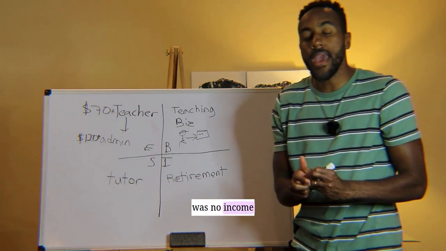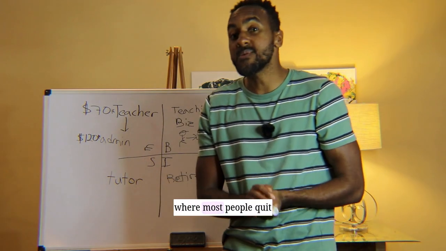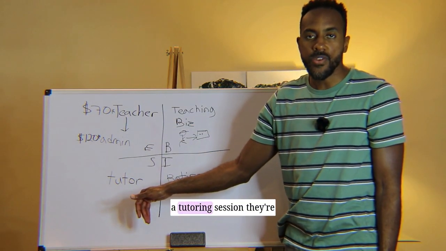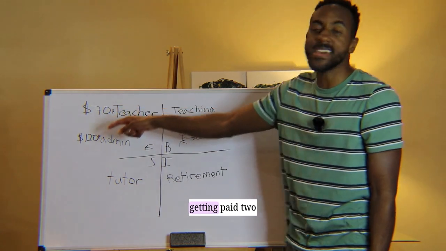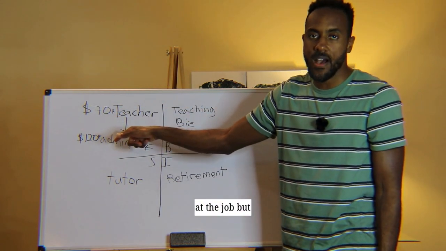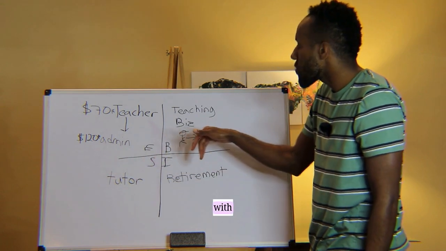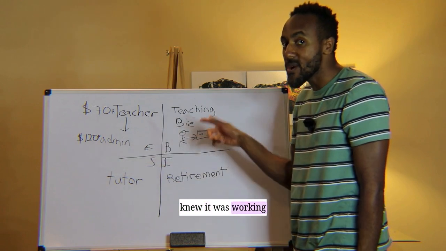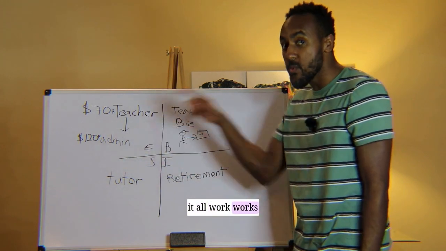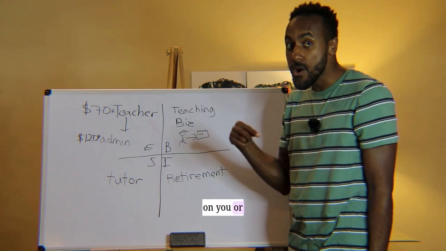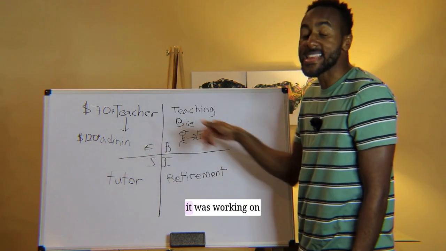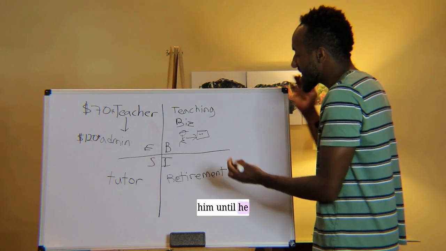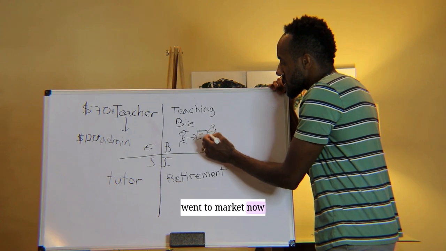There was no income for a while. That's where most people quit. They're used to immediately getting paid from a tutoring session. They're used to getting paid 2 weeks after they work at the job. But he put in time with no income. He knew it was working because he was working it. All work works. It's either working on you or it's working for you. In this case, it was working on him for a while, until he went to market.